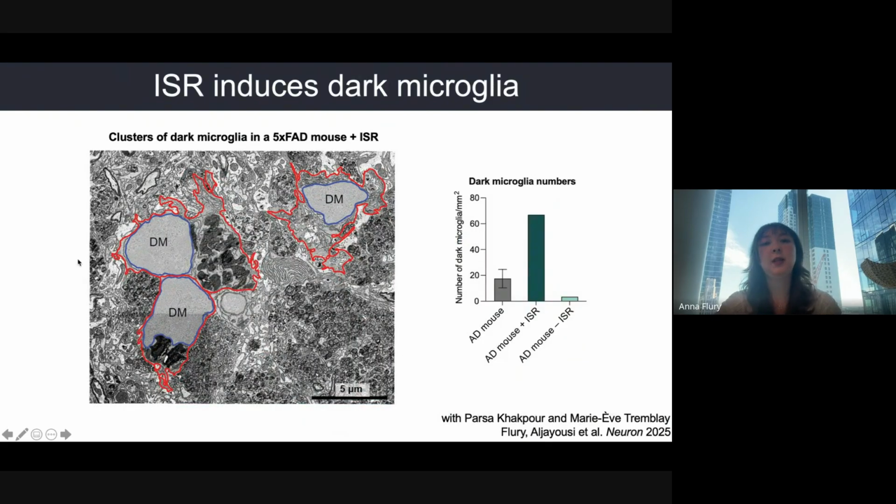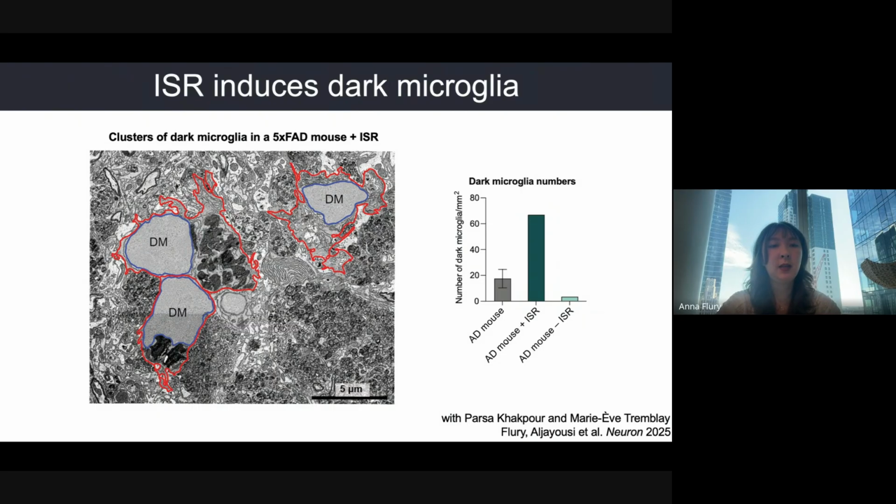And then we also looked at this in dark microglia. And what we found was that there were a lot more dark microglia when we increased microglial ISR, and a lot less, almost to control levels, when we inhibited microglial ISR. And so we posited that the ISR might actually be a trigger and might drive the dark microglia phenotype.